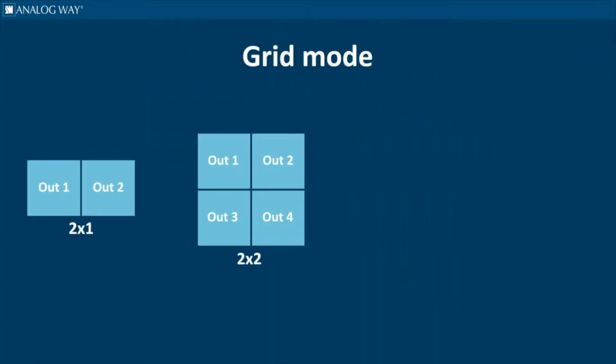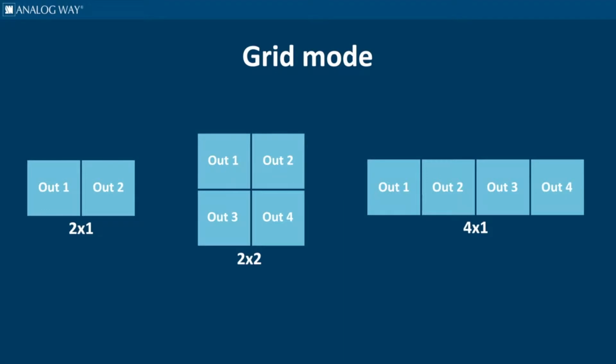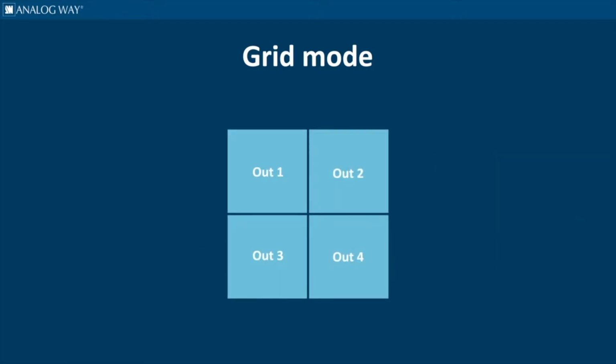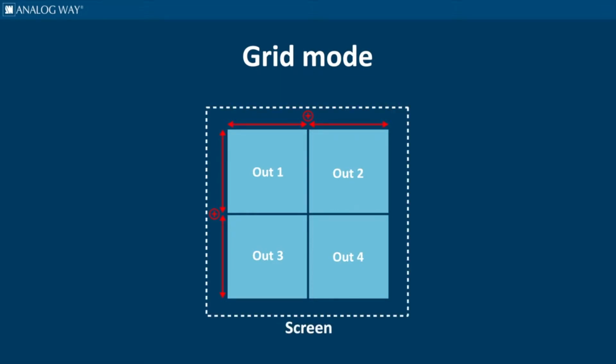When using the standard grid mode, LiveCore allows you to arrange the output in a grid, 2x1, 2x2, 4x1, and so on and so forth. Grid mode assumes that the outputs are stacked in columns or rows. The resolutions of each output are added together to create the screen.